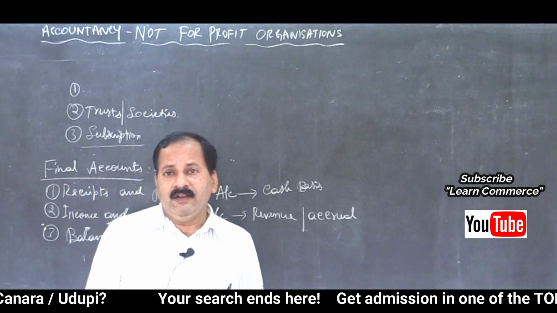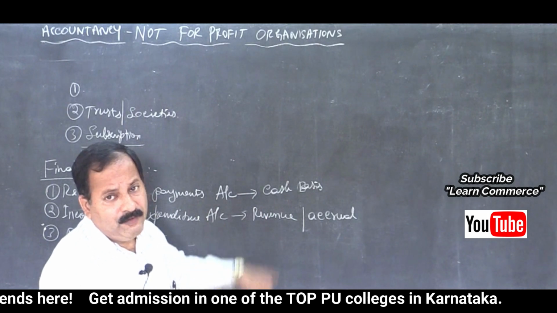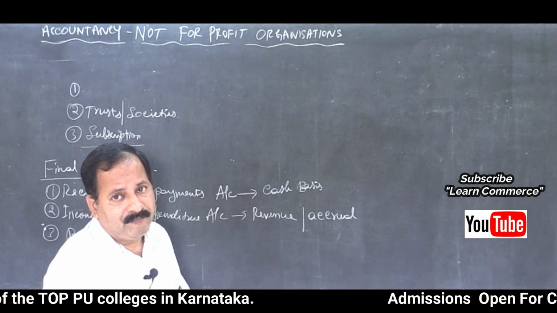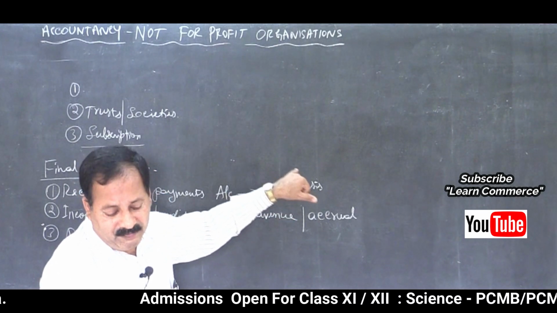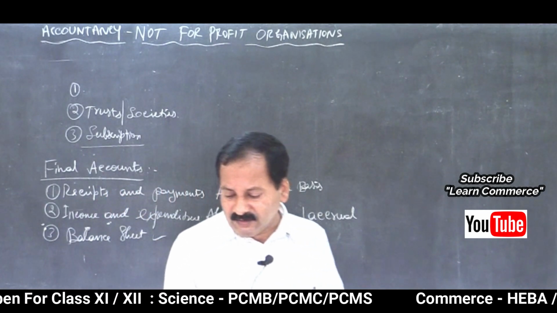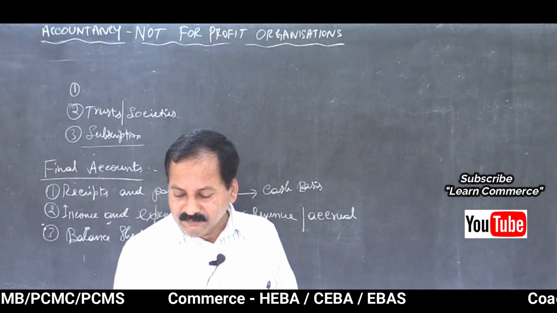Capital fund. In a trading concern, we take it as the capital account, but in the case of a not-for-profit organization, we take it as capital fund. And we should make a clear distinction between capital and revenue items. I'll just give you the meaning of capital and revenue here.